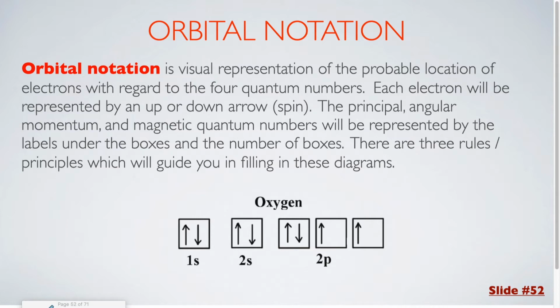The principal, angular momentum, and magnetic quantum numbers will be represented by labels under the boxes and the number of boxes. There are 3 rules or principles which will guide you in the filling of these diagrams. You can see an example of what an orbital notation diagram would look like for oxygen.